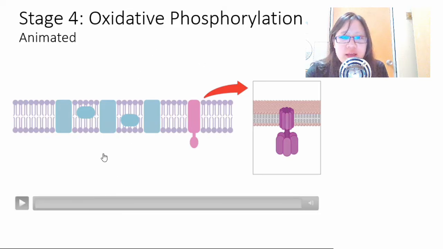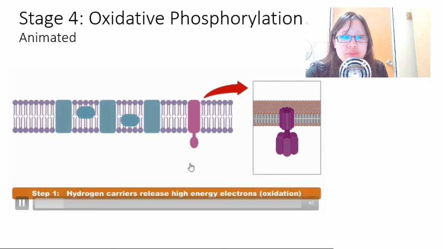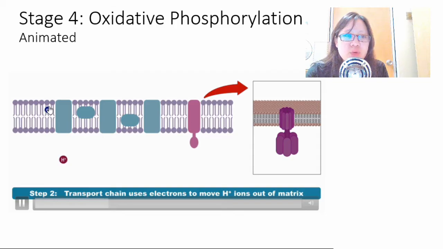Just so you can get a better idea, I have this in animation. So we're going to recap the process again here. We have the electron transport chains and ATP synthase in the inner mitochondrial membrane. Step 1, hydrogen carriers release high energy electrons. This is an oxidation process. Electrons go into the electron transport chain, and this provides energy for hydrogens to be pumped across the inner mitochondrial membrane. Therefore, an electrochemical gradient is formed.